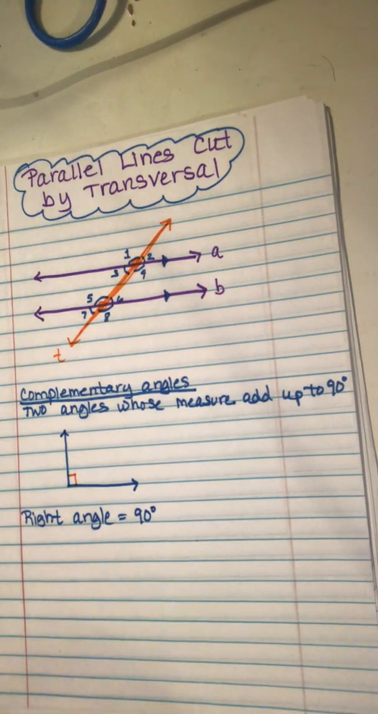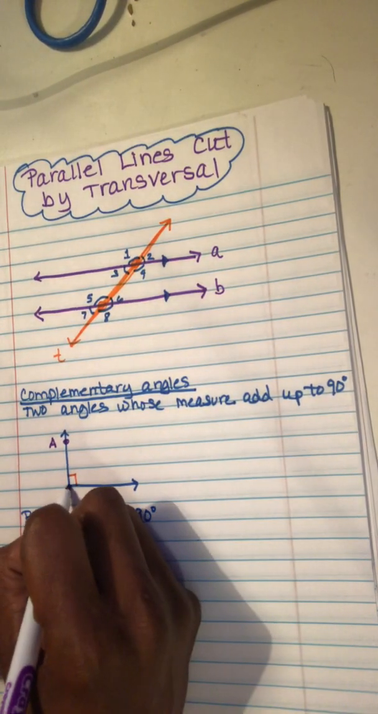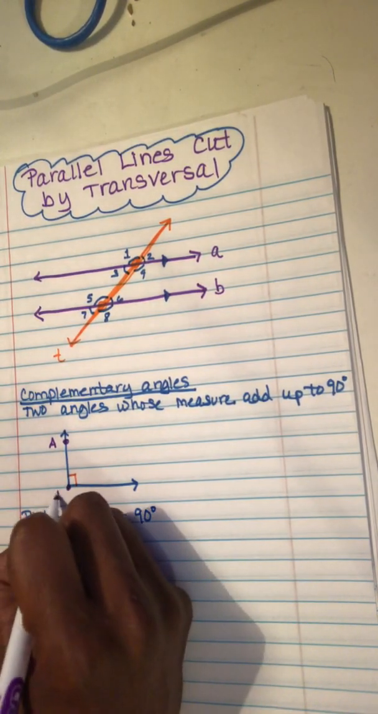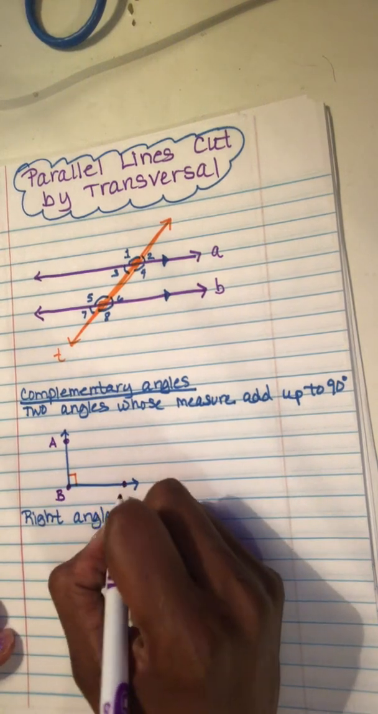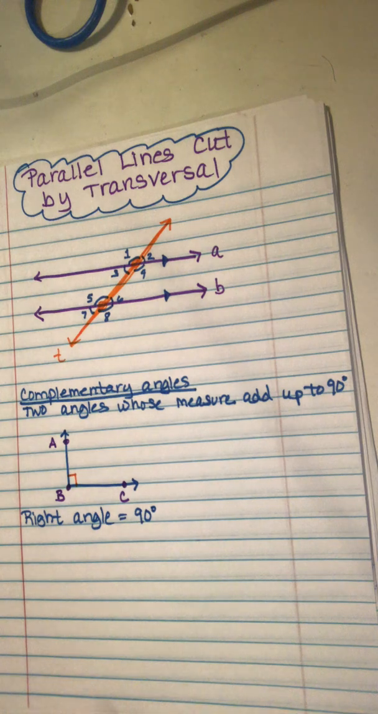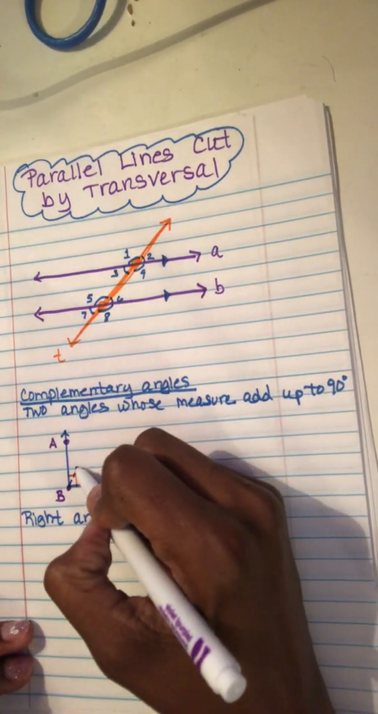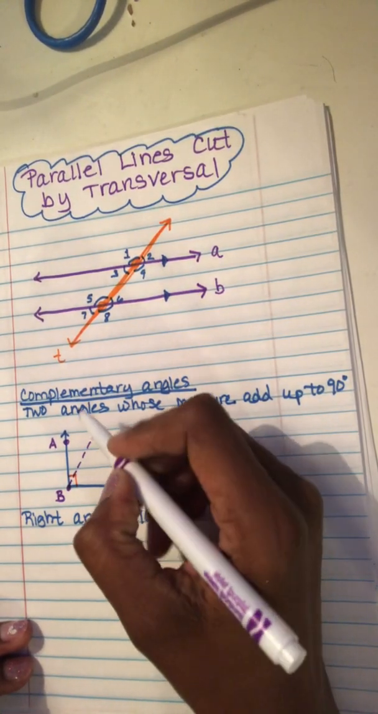We're going to label this angle. This part of the line will be A. This part where this line and this line intersect will be B, and this part of this line will be C. So line A and line C, and where they intersect is at B. This is angle ABC.